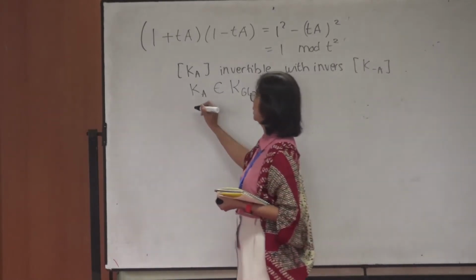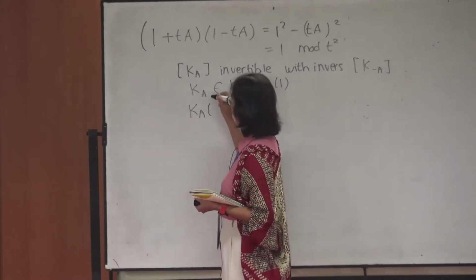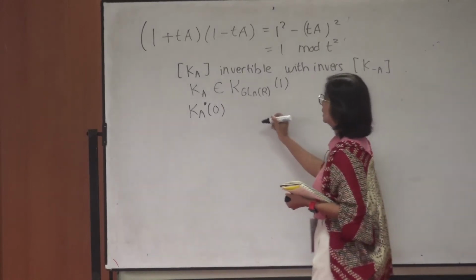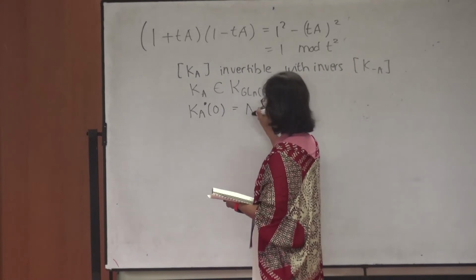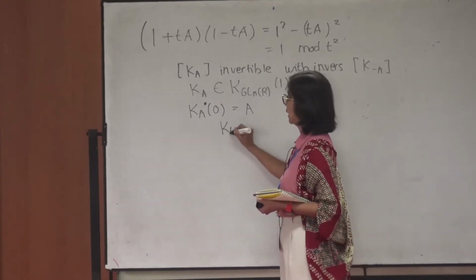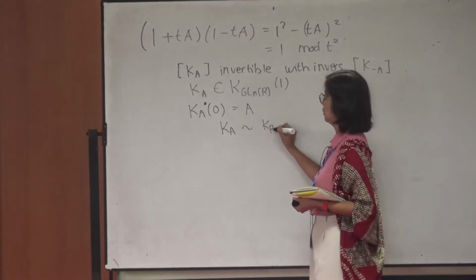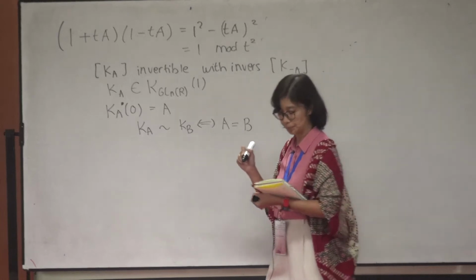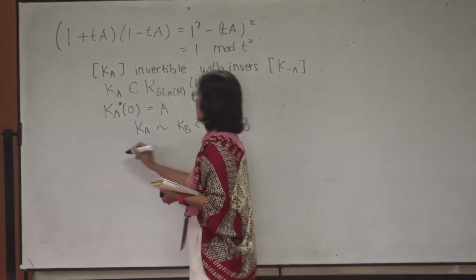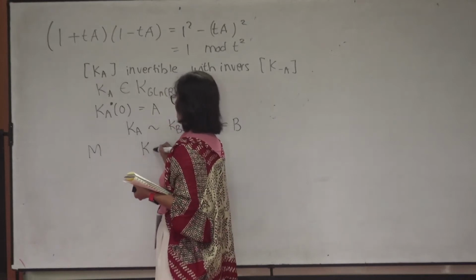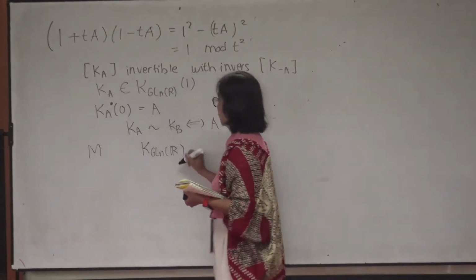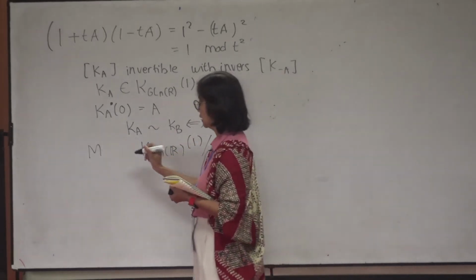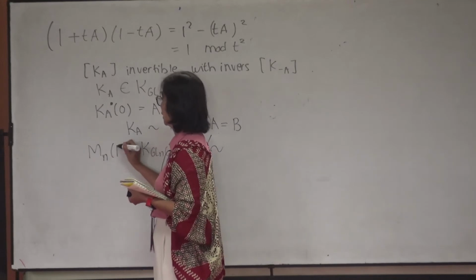Then we can compute the derivative of k_A at 0, and this will give us A. So it means that k_A is equivalent to k_B if and only if A equals B. So then the tangent space for GL_n(R), modulo this equivalence relation, will be M_n(R).